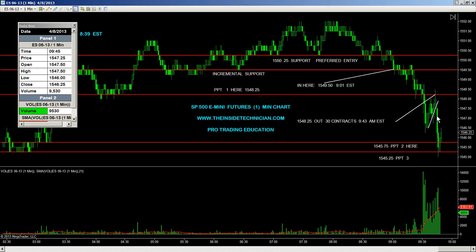We got in back here again for the secondary trade right at this point where my pointer is, 1546.75 actually, and then rode it right down quickly to this level on the price profit target that was laid out in advance. The third one at 1545.25, and the time on the out for that trade was right here, as you can see by the data box in the upper left-hand corner, at 9:46. And that was for another 30 contracts.